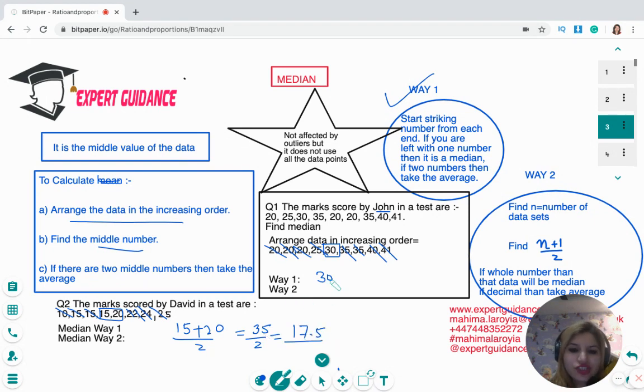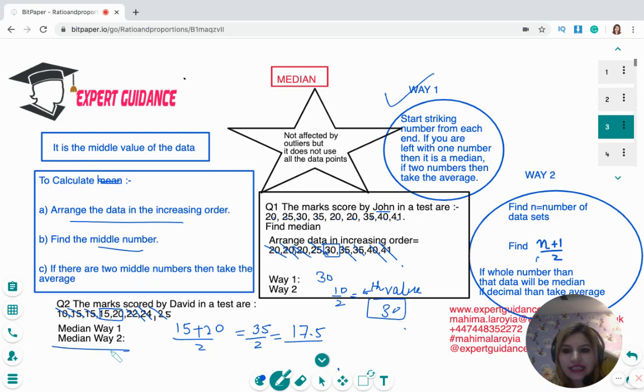Now, way number two is to first count how many data values there are, add 1 and divide by 2. Whatever term you get will be your median. So for example, here, how many data values do I have? 1, 2, 3, 4, 5, 6, 7, 8, 9. 9 plus 1 is 10, divided by 2 is 5. So the fifth value is my median. I can count my fifth value: 1, 2, 3, 4, 5. That comes out to be 30. So 30 is the median.